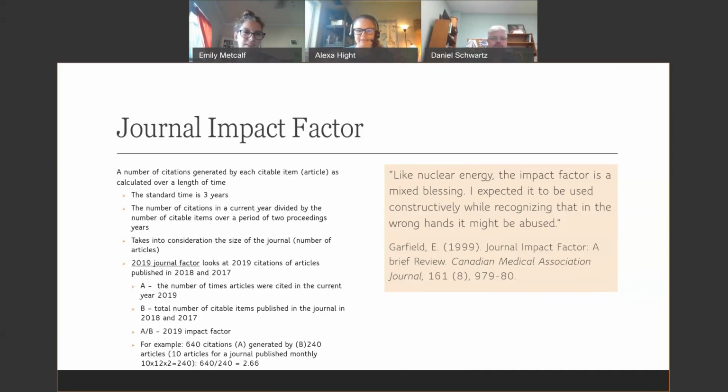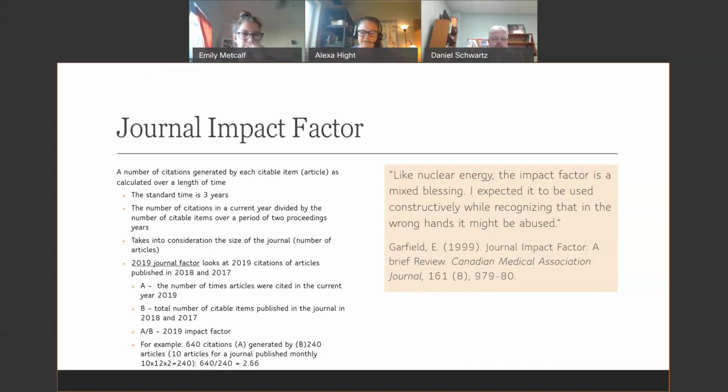For the journal impact factor, it's the number of citations generated by each citable item, or article, calculated over a length of time. Typically the time is 3 years. So it's the number of citations in a current year, 2019, divided by the number of articles over a period of 2 preceding years. There's a typo in that, I apologize.